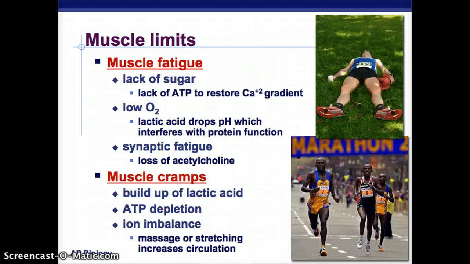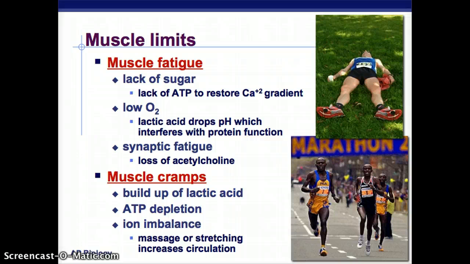Finally, our muscles have limits. There's muscle fatigue, which is a lack of sugar. So there's a lack of energy in order to restore the calcium gradient. So we're not able to pump the calcium back, so your muscles keep contracting and contracting, and you're like, make it stop. Or low oxygen. The lactic acid drops pH, which interferes with protein function. Or synaptic fatigue, which is you don't have enough acetylcholine.